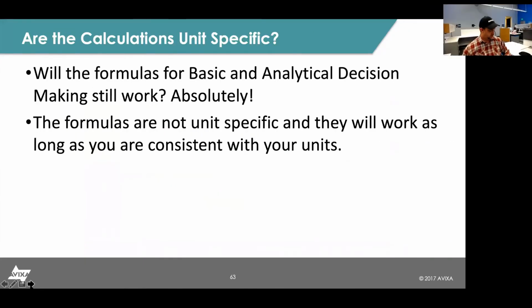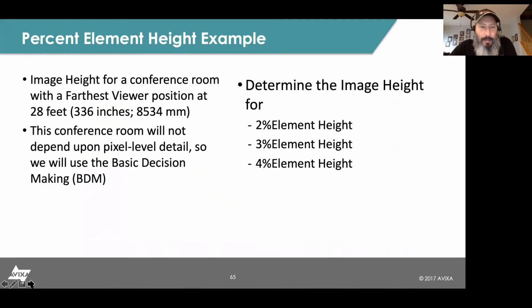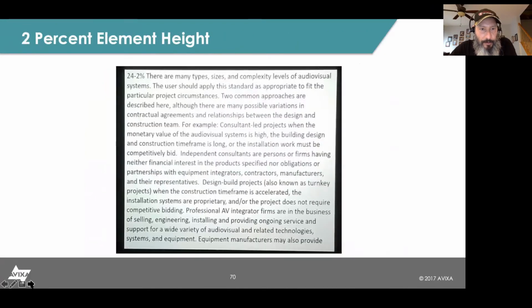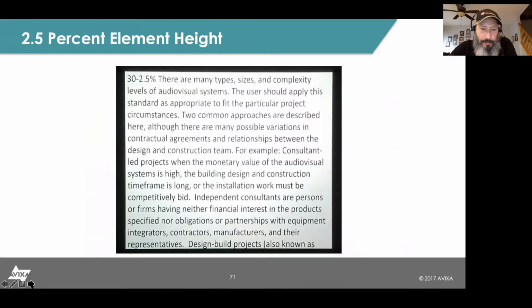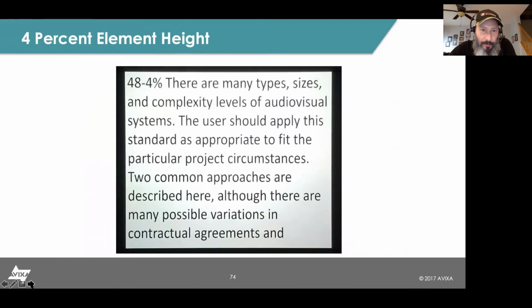All right, basic formulas to work. Formulas are not unit specific as long as you're consistent with units. Typically 2 to 4% element for basic decision making. 3% is a good starting point. I have some practice problems in here we do in class, and then some slides showing just the different element heights. It depends. If I'm doing this on a 16 by 10 and it stretches it, it's a little bit different. These are close. This is kind of what it looks like.